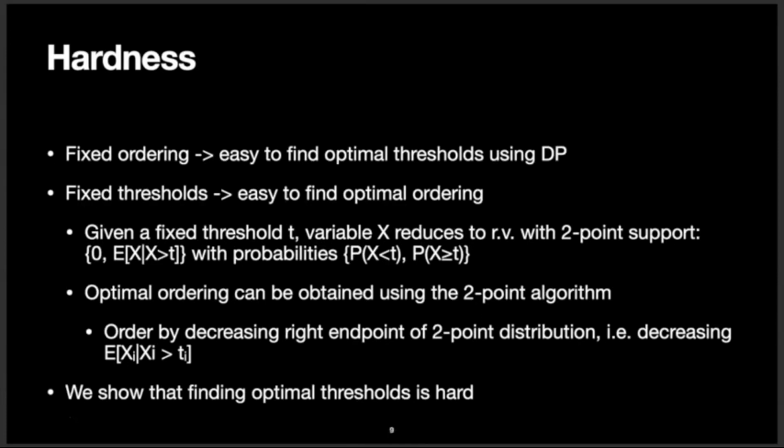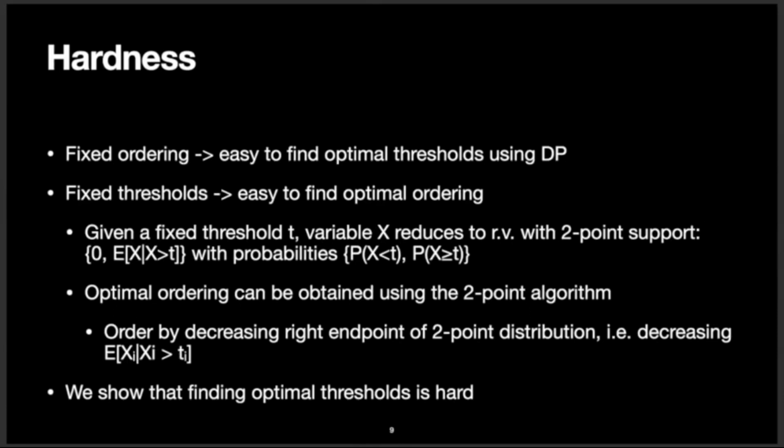So next we have a hardness result. As said before, if the ordering is fixed, it is easy to find the optimal thresholds using DP. Conversely, if the thresholds are fixed for each variable beforehand, it's also easy to find the optimal ordering.